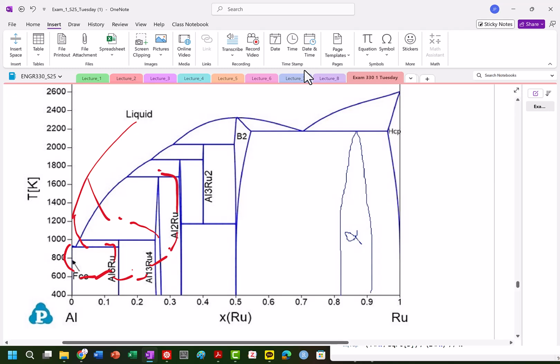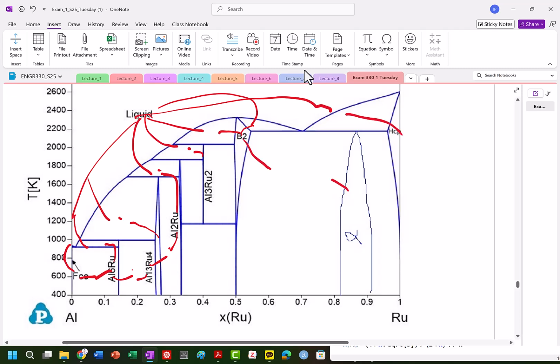Here, it's going to be this solid plus liquid. Here, it's going to be this solid plus this liquid. Here it's going to be this solid plus this liquid. Here it's going to be this solid plus the liquid here. Here it's going to be liquid plus HCP.